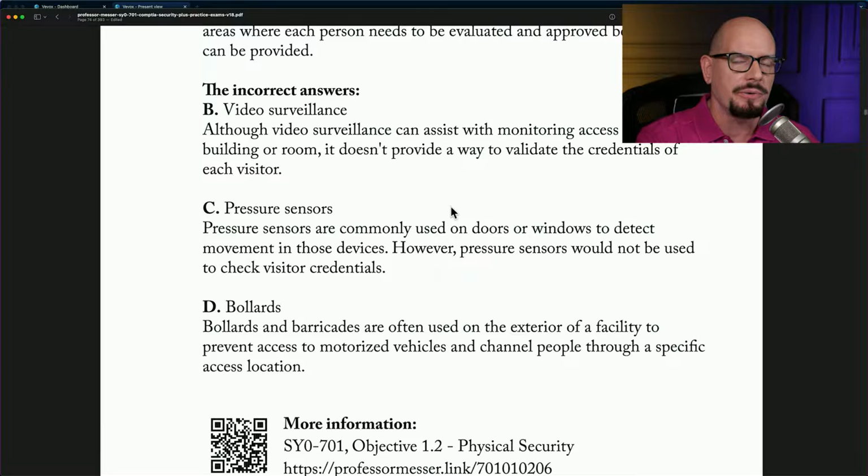In fact, if you got the question right, don't forget to read through the wrong answers, because on your exam, it might be a question about bollards. It might be a question about pressure sensors. It might be a question about video surveillance. So that's another nice part of this: I don't fill it with fake answers or answers that aren't real things. These are answers that come directly from the exam objectives. I think that's the best way to learn. That's the point of these questions.